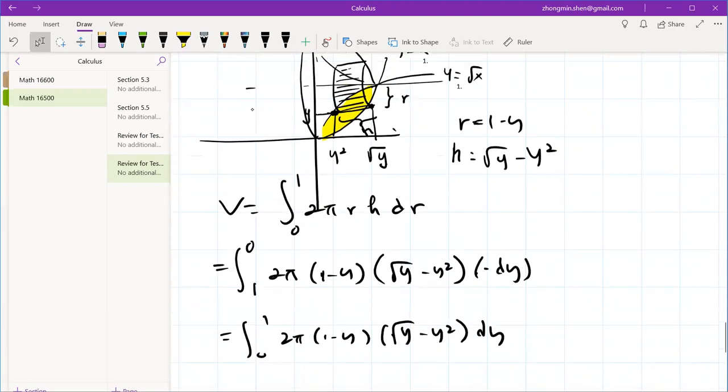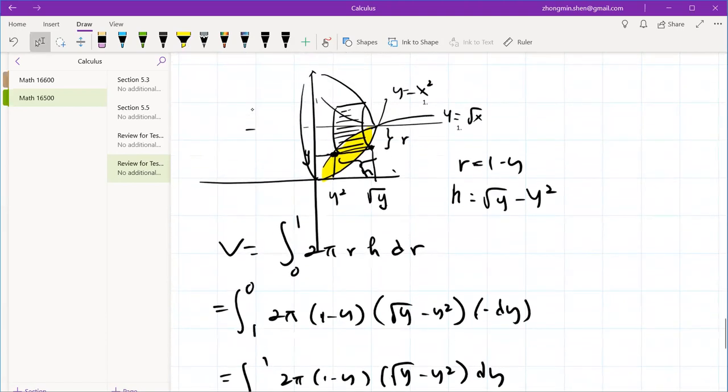If you see the picture, you should be able to express the height in terms of the y value. So the picture is important. Without the picture, how do you figure out the radius r and the height h?